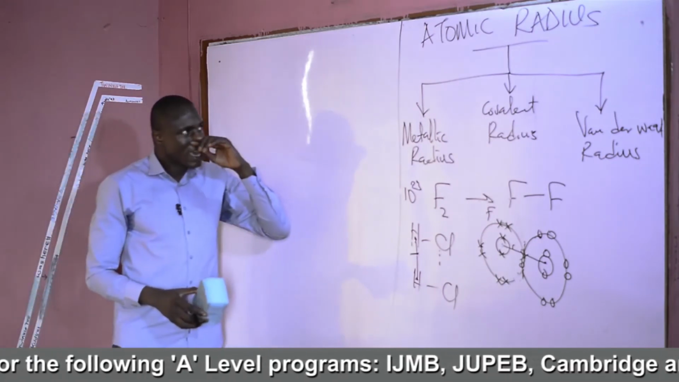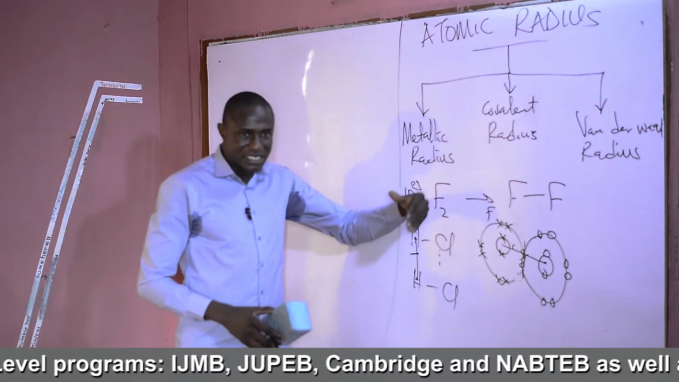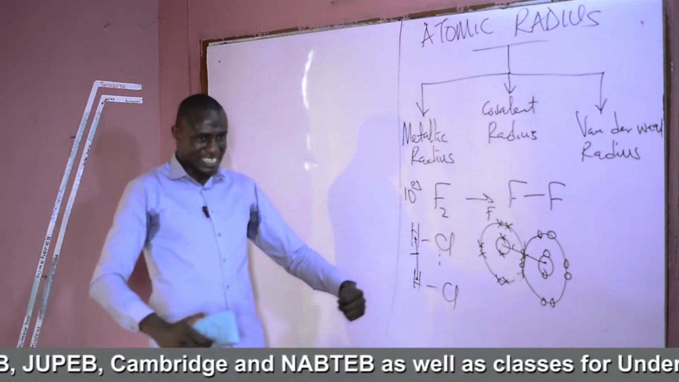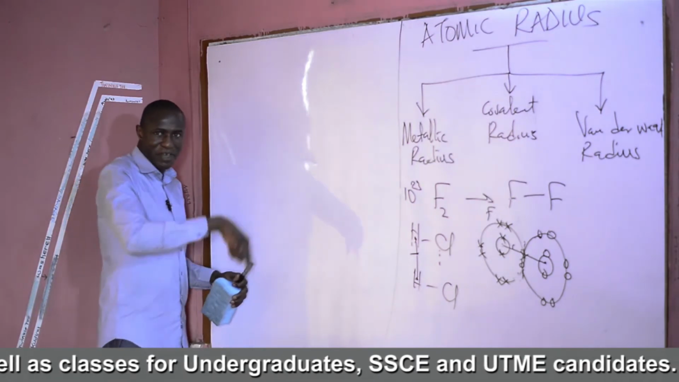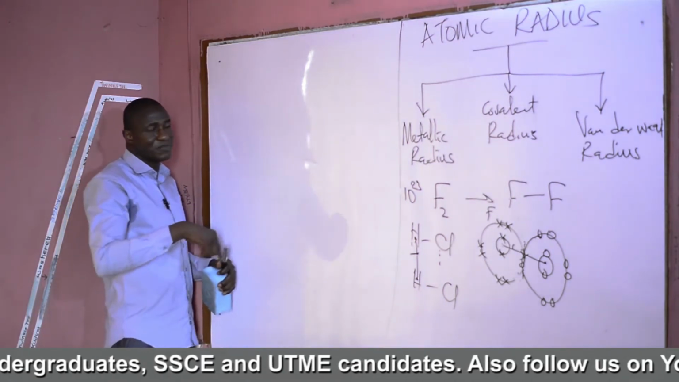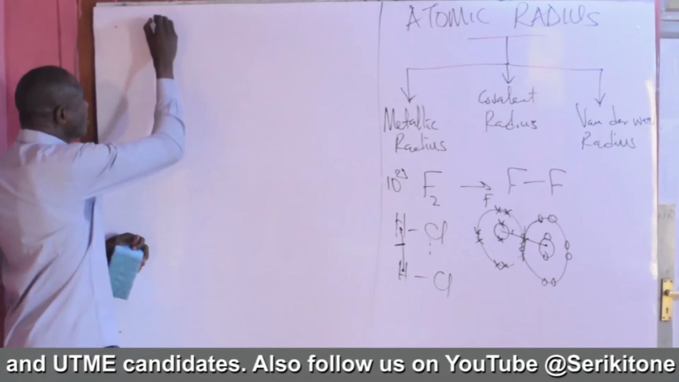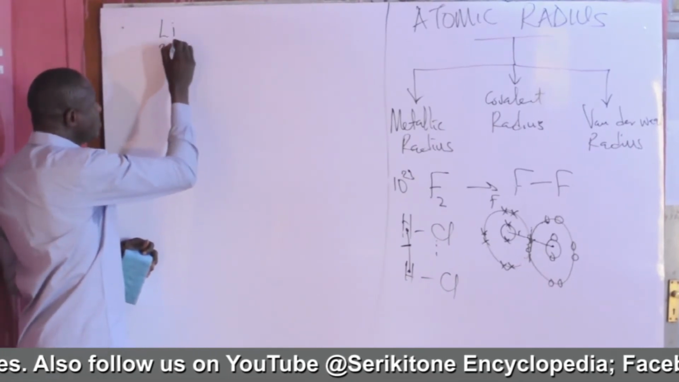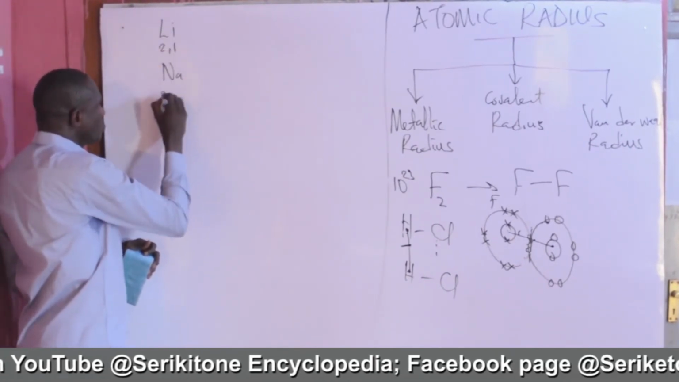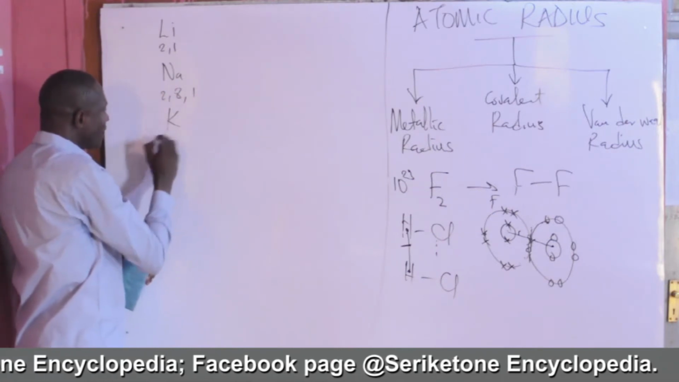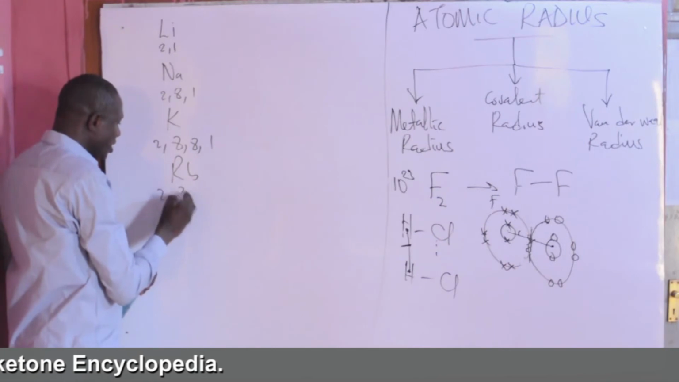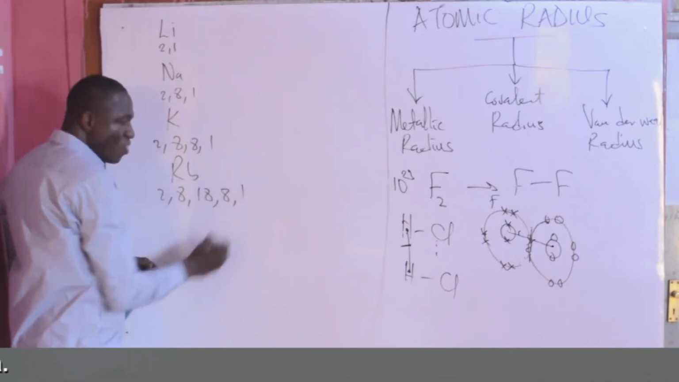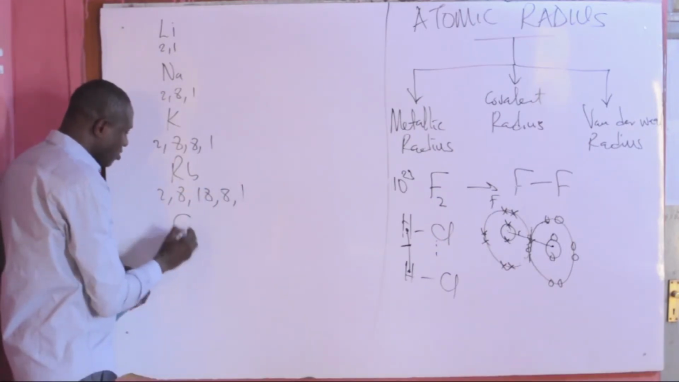While down the group, atomic radius tends to increase. Why? Because there is an increase in the size of the atom. If you go down the group, there is an increase in the number of shells. The principal quantum number of the element increases. If you look at group 1, where we have lithium 2,1, sodium 2,8,1, potassium 2,8,8,1, rubidium 2,8,18,8,1. Then we have cesium and so on and so forth.